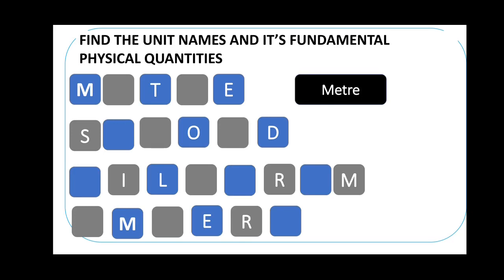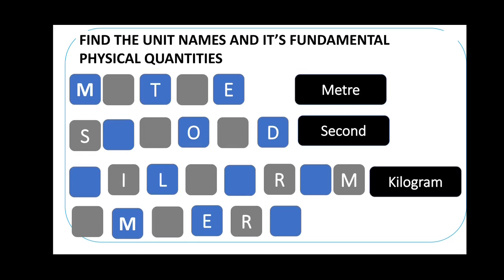Hope all of you got the answers. Just cross check the answers. First one is meter, then second, kilogram and ampere. Now you might have remembered the chapter physical quantities and measurement that we have learned in 6th standard.